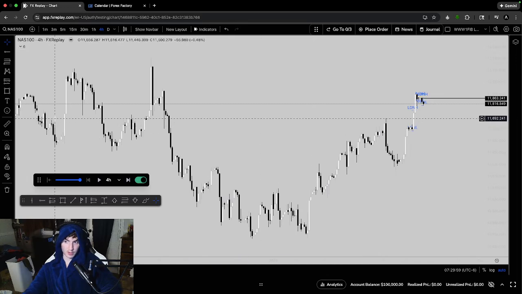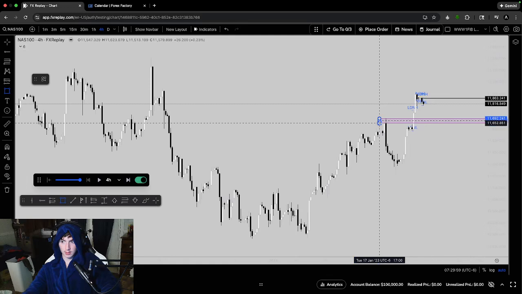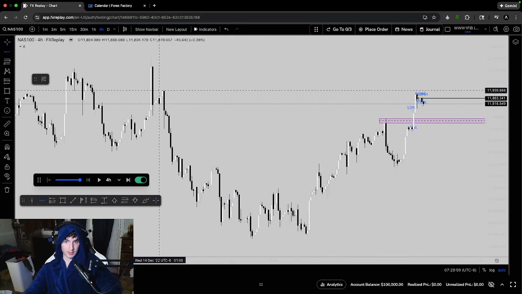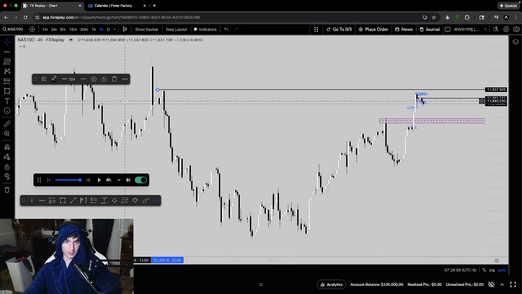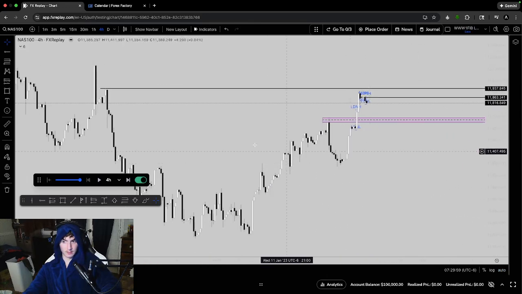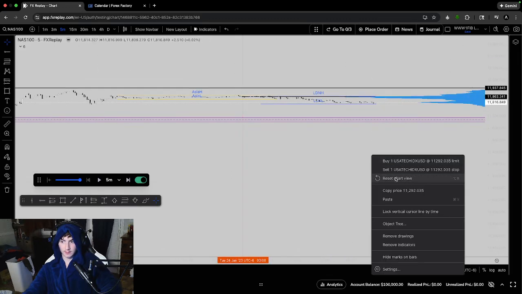We have some strong support right here. I'll mark out just the wick of this. We still haven't taken out this high though, which is pretty prominent as well. Maybe we take out that high and come lower. Let's see where the low volume nodes fall.